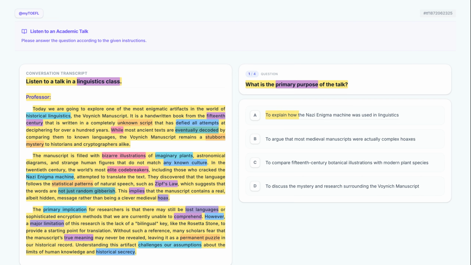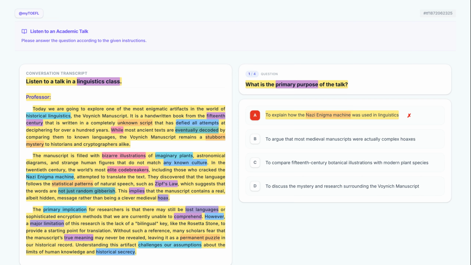To explain how the Nazi Enigma machine was used in linguistics. This option focuses on the Nazi Enigma machine, but the lecture only used this as a comparison for the elite codebreakers, not as the main topic. We should eliminate it.